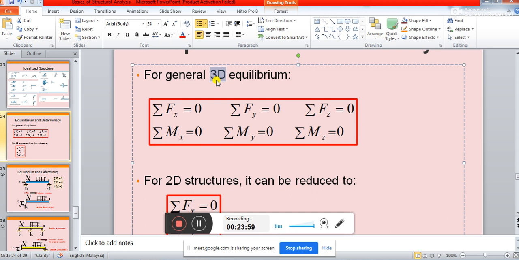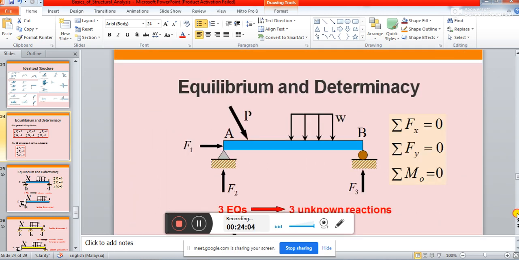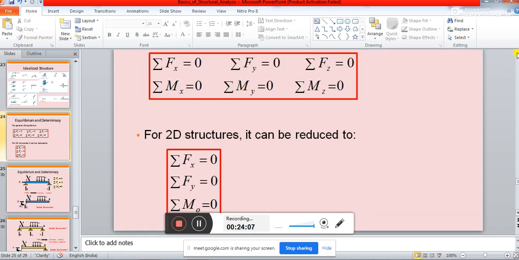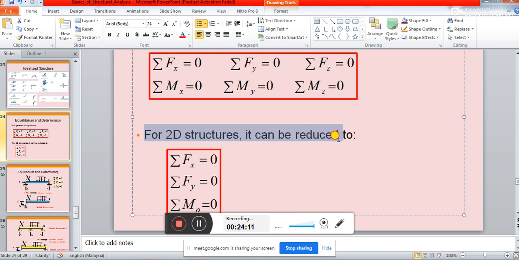So, in many cases structures are simplified and idealized as 2D structures. Okay? Structures are idealized and simplified to make them 2D structures, and thus your simplified equations of equilibrium will become 3. So, what are those 3? Those 3 will be summation of all the forces in the x direction equal to 0, summation of all the forces in the y direction equal to 0, and summation of all the moments equal to 0.